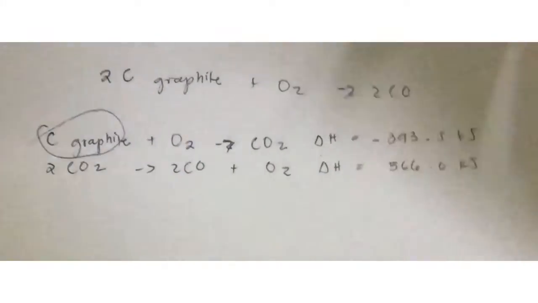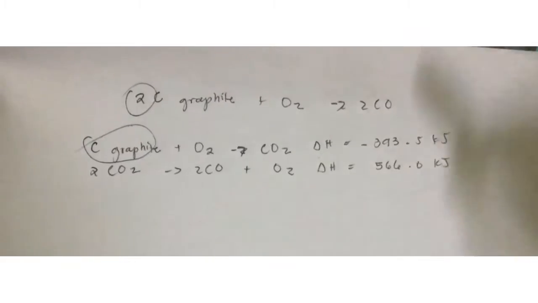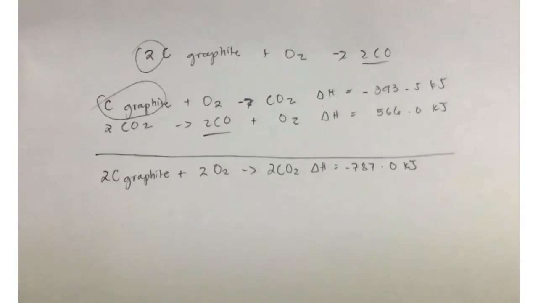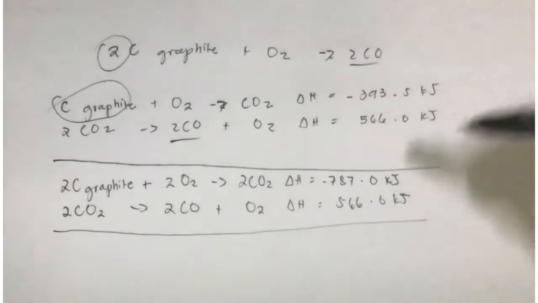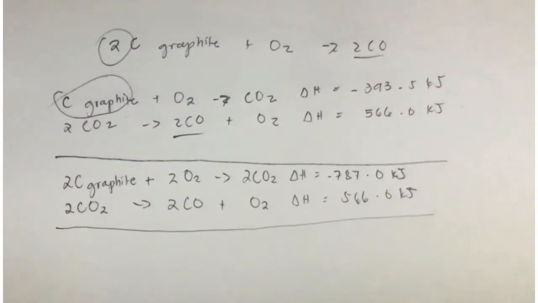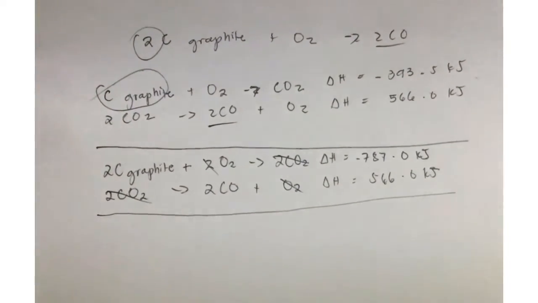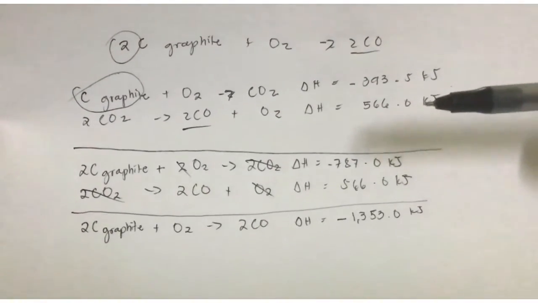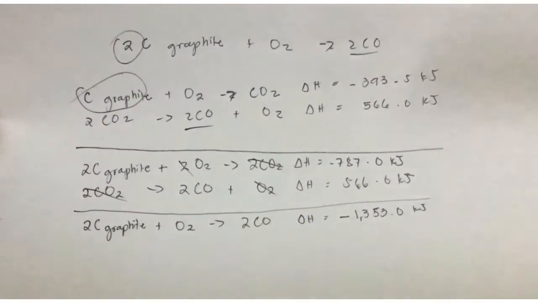Now here we have carbon graphite on the left where we want it to be. But our equation calls for 2 moles, so we must double this. Next, we have CO on the right where we want it and at the right amount. So all we have to do is add both equations together. Then we cancel out the substances present on both sides of the equation. After adding both equations together, we are left with substances the same as our original equation. And then we just have to add the delta H.